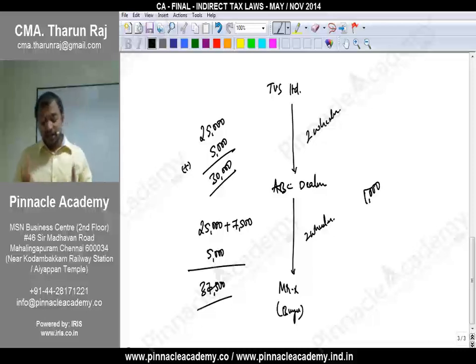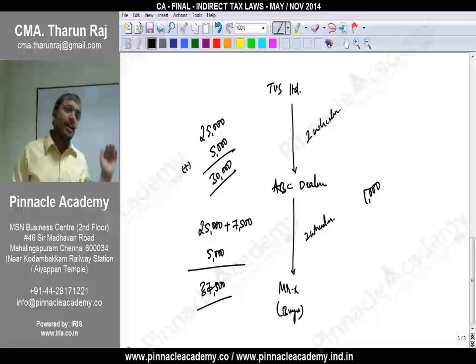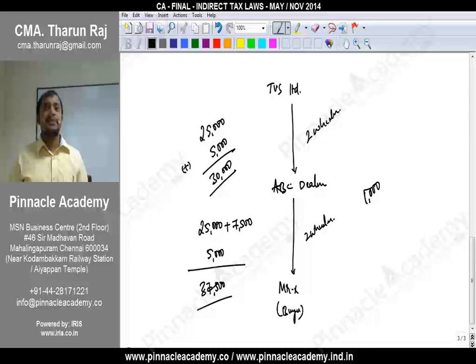Okay. Sir, instead of doing this, why can't ABC dealers retain that 5,000 rupees? Because a buyer who bought a vehicle from one dealer may not give it for servicing with the same dealer.